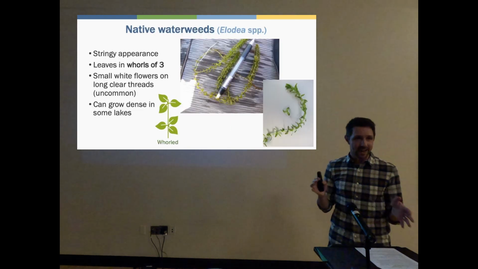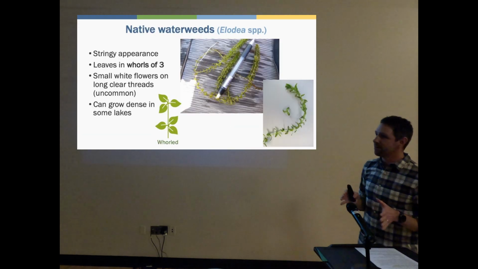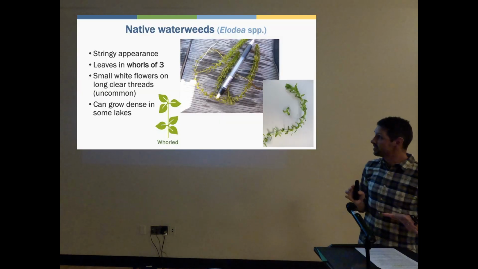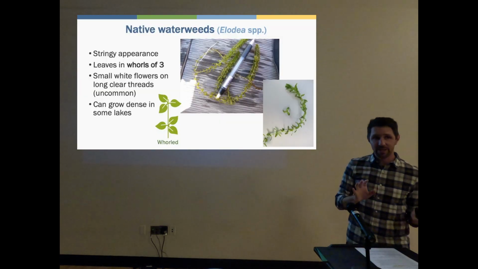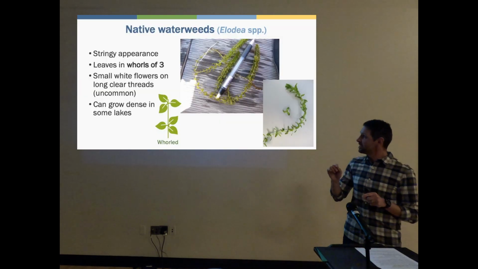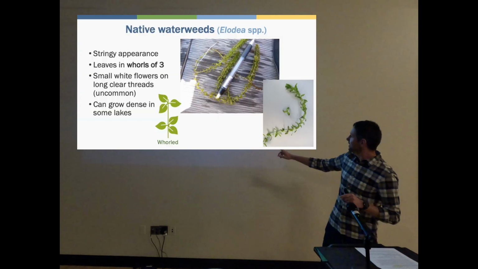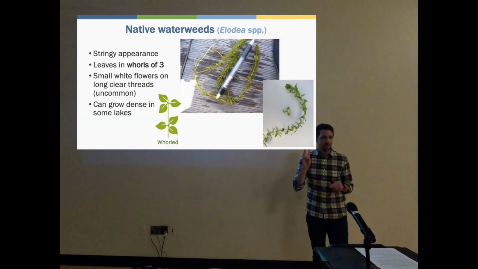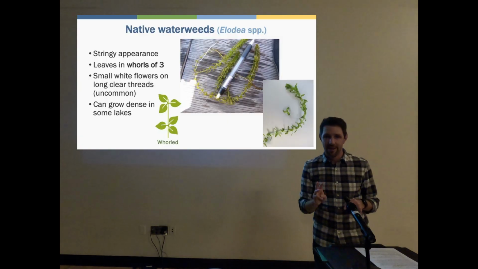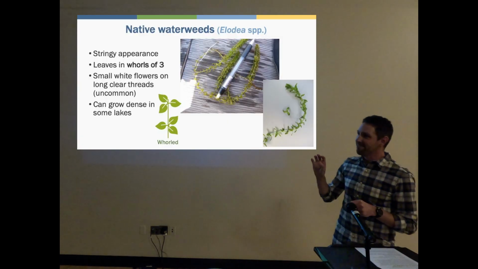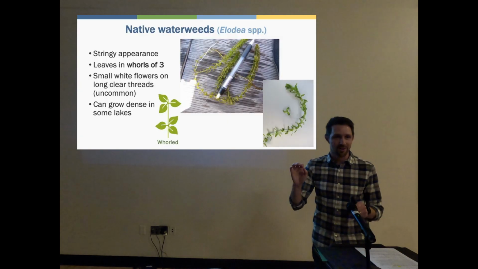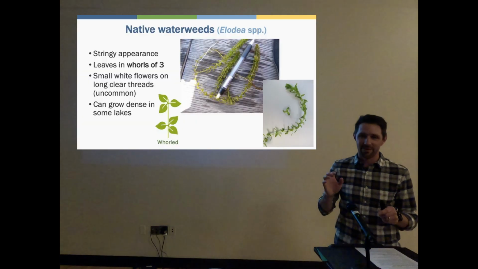Okay, water weeds. Again, another familiar, very common one that we have throughout Thurston County, throughout the state. These are also going to have a really stringy appearance, but the key with this one is that it's going to have leaves in whorls of 3. So every time a leaf attaches to that stem, you're going to have 3 leaves that are there.